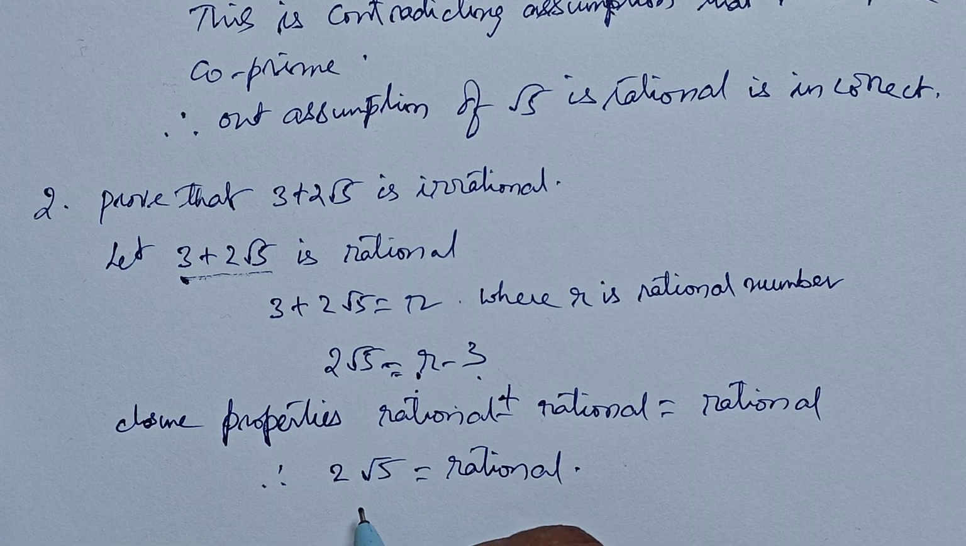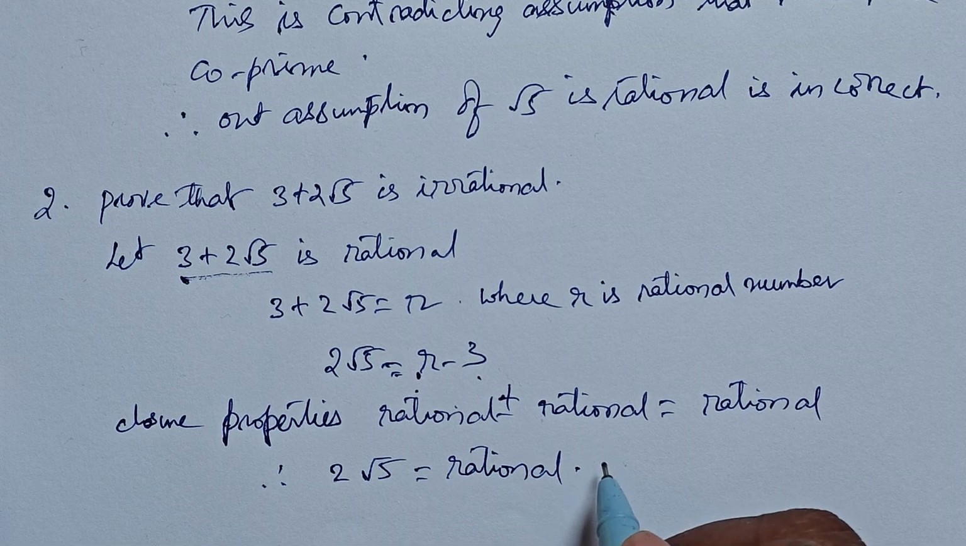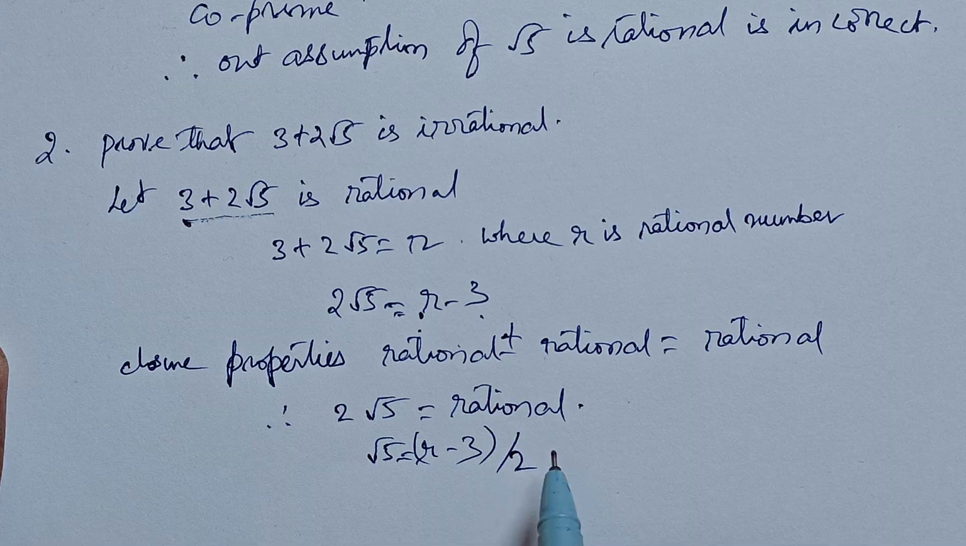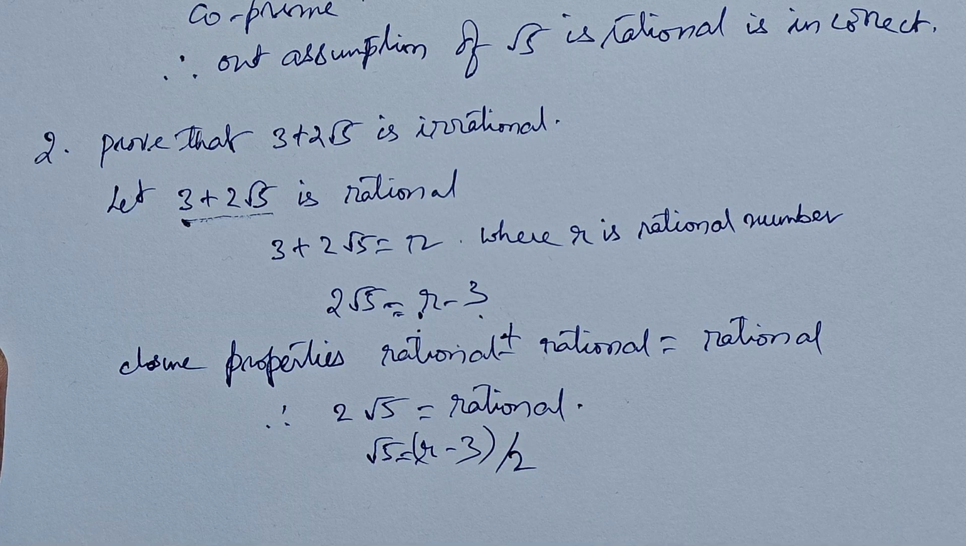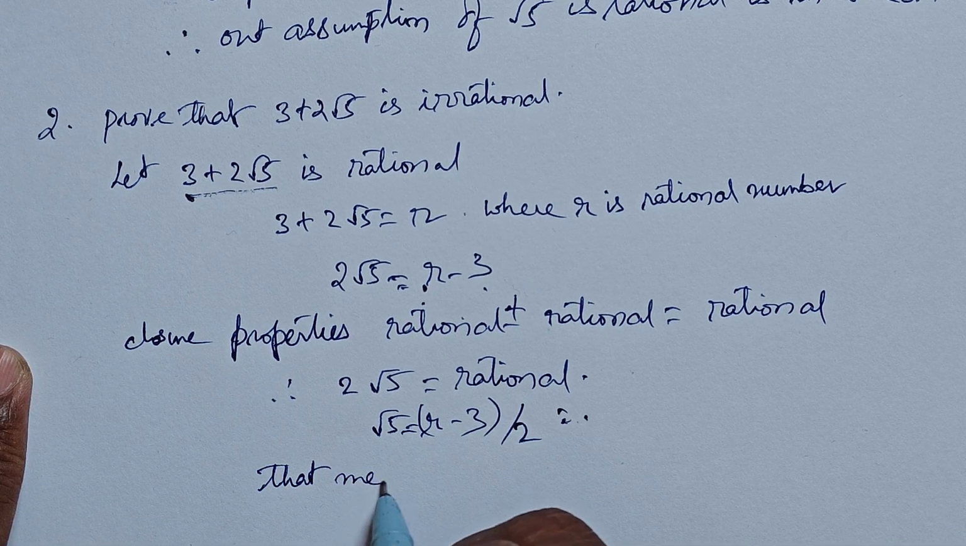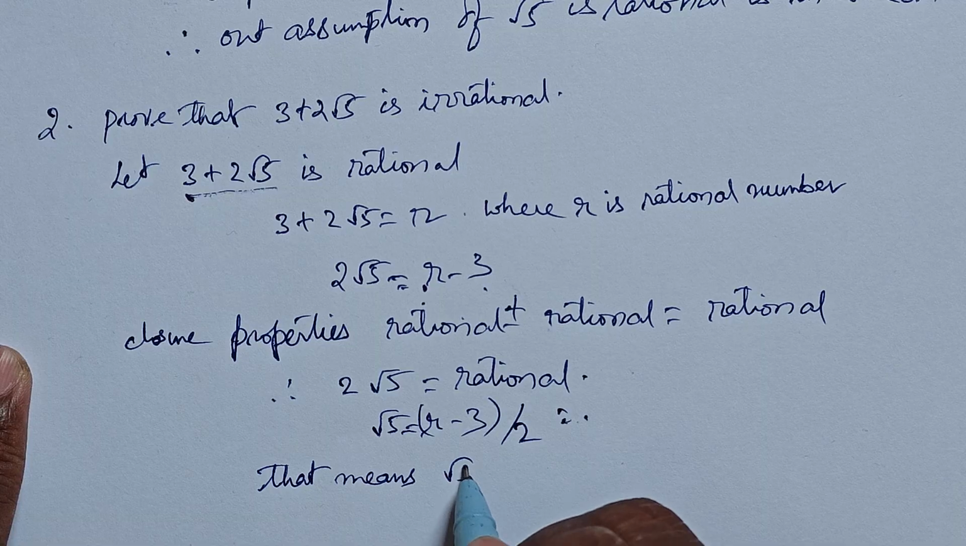So 2 root 5 is equal to r minus 3, which is rational. Root 5 is equal to r minus 3 by 2. This is also rational. Why? Because anything you write as a rational divided by some other rational number will always give you a rational number. That means, therefore I can say, I am writing in the next line, that means root 5 is rational.